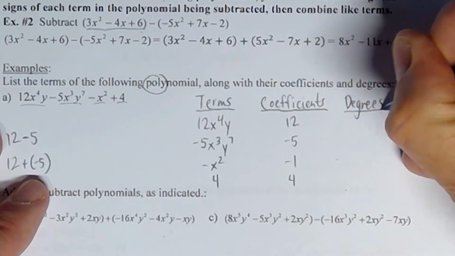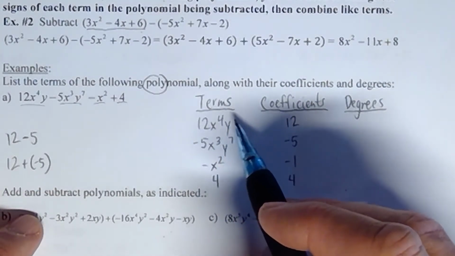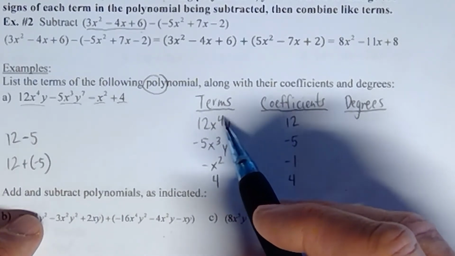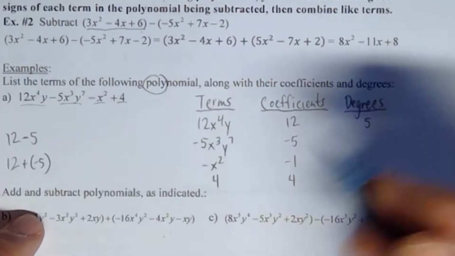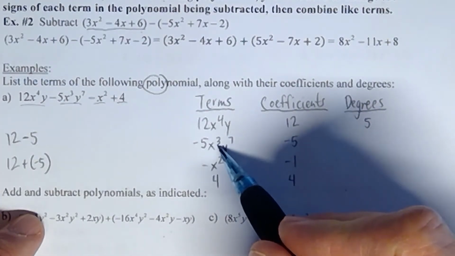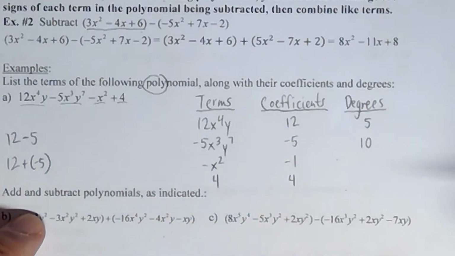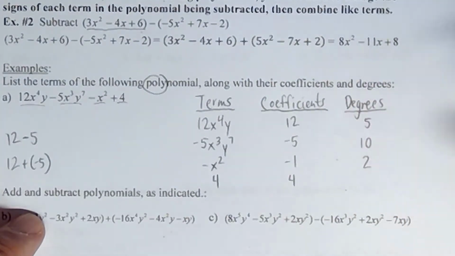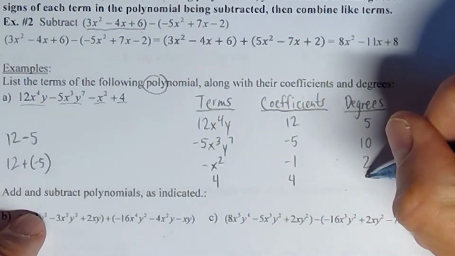Degrees. What are the degrees of these terms? Remember we said that when you have more than one variable, you add the exponents. Also remember that there's an invisible 1 right there. So 4 plus 1 is 5. 2 variables, so we add 3 plus 7. 3 plus 7 is 10, so the degree is 10. Here we have only 1 variable, so we just take the exponent, nothing to add there. We get 2. And as we said at the top of the page, when there's no variable, the degree is 0.